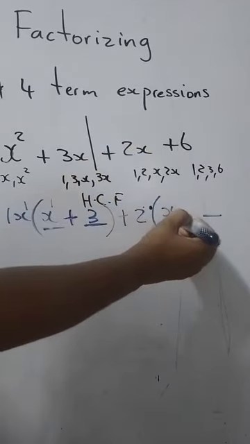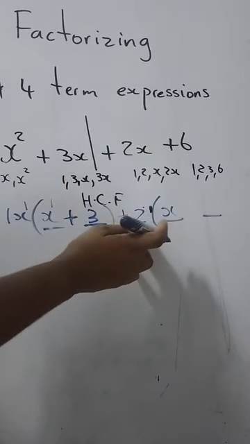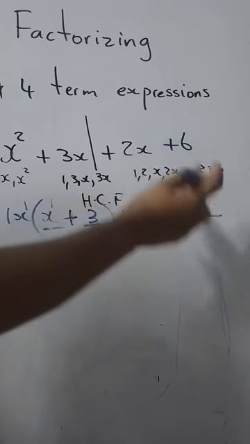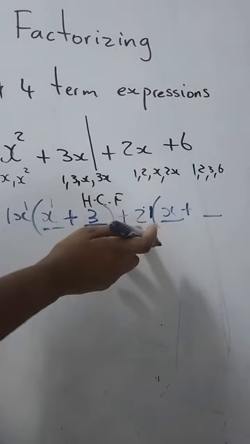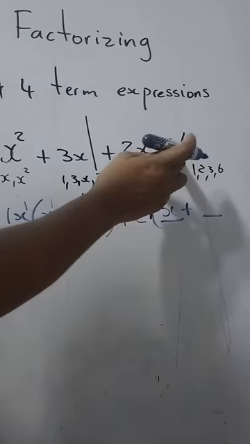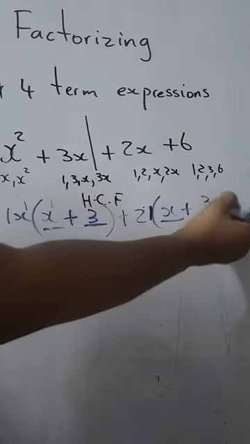2 would multiply x to give me a 2x. 2 is multiplying what to give me a positive 6? This must be positive as well. A positive times a positive gives me back a positive. So this is positive 3.